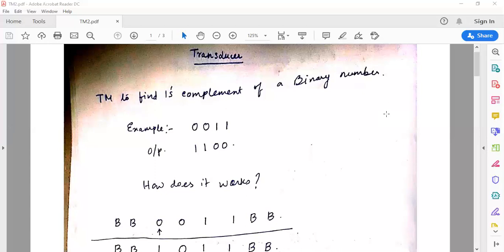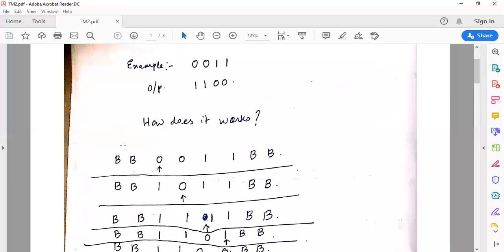Right. So now, when we are asked to design a Turing machine that can perform the functionality of ones complement, we'll just see how this works. This is the tape structure. As you can see, we have blank symbols at both the ends, and we have our input, that is 0011. And our read write head is at this 0, at the initial point of time.